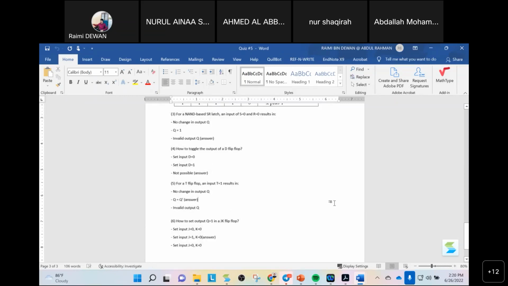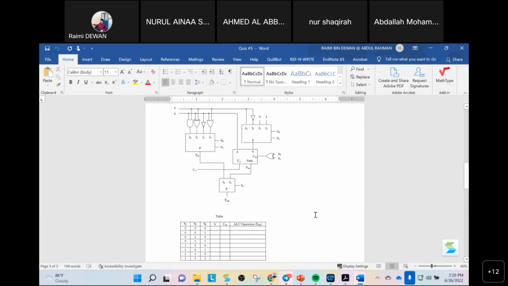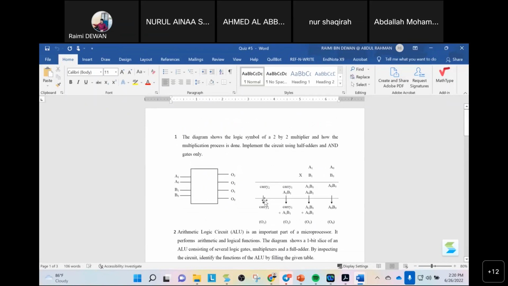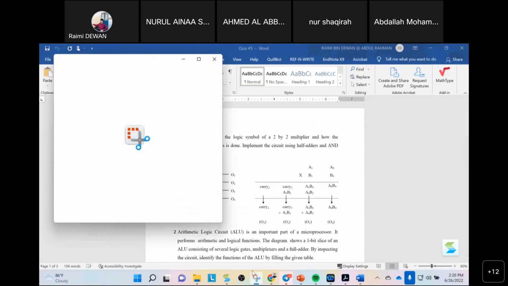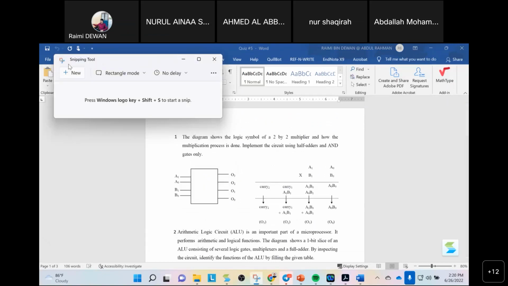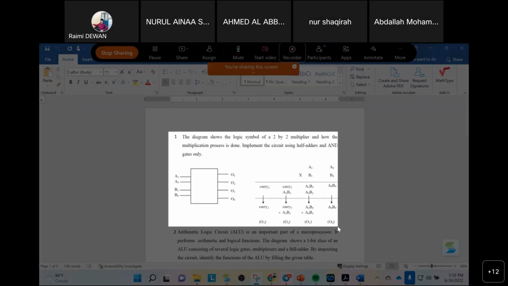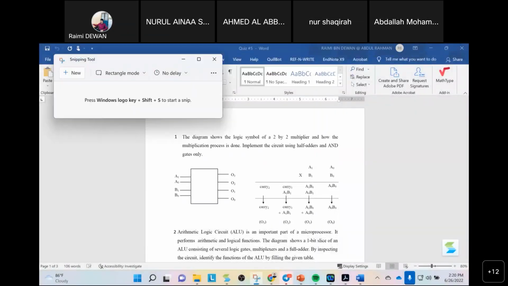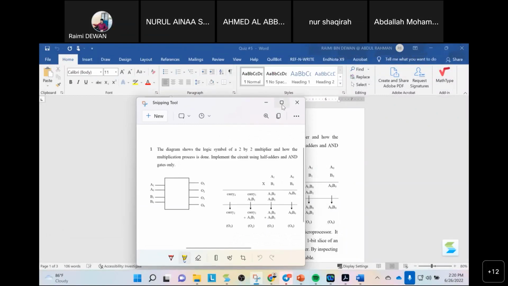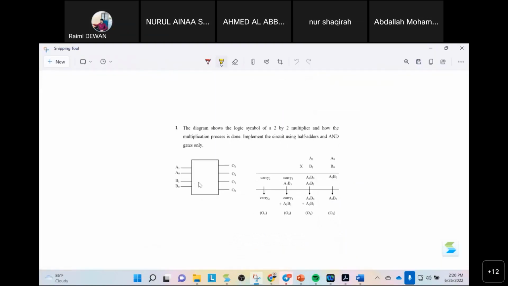So now we discuss the next part of the question, the subjective question. Please refer to your own question paper because I have limited screen space, but I will try my best here. Okay, so this is the half adder. Using half adder. Where is my touch screen pen?